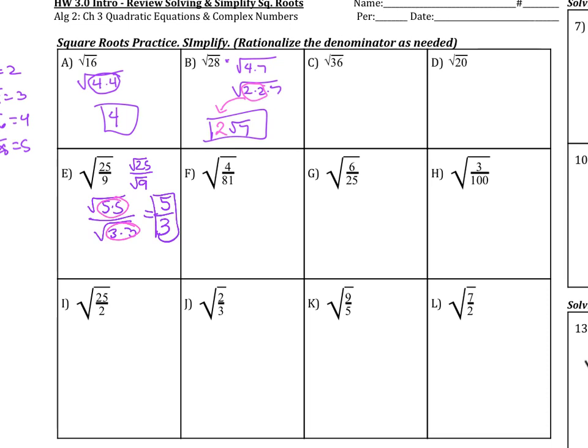Now be careful that you don't put it back in the square root. That is a different answer, okay? So please don't do that. Square root of 25 is a perfect 5. So letter F is very similar. Now let's look at letter G.